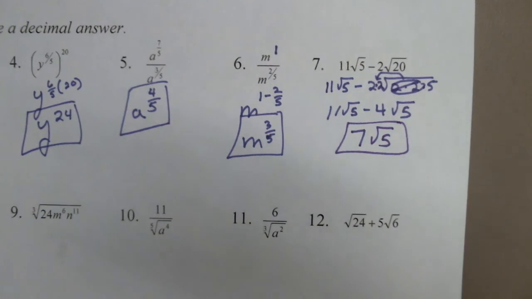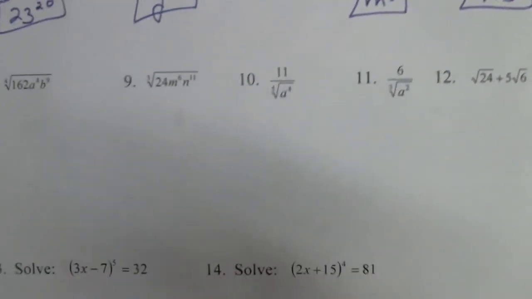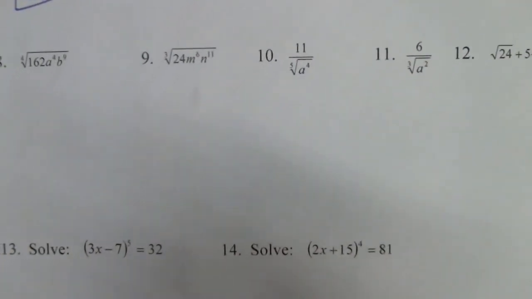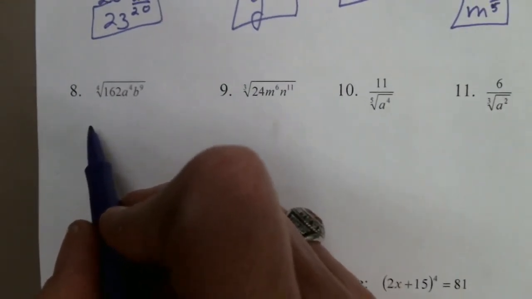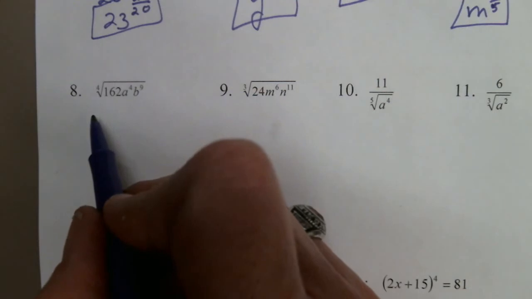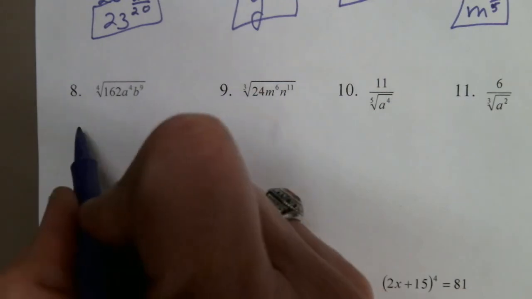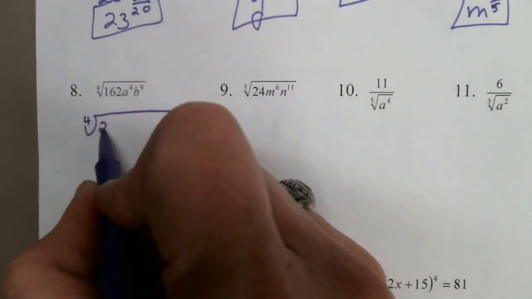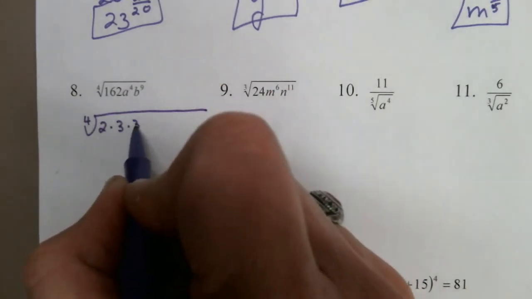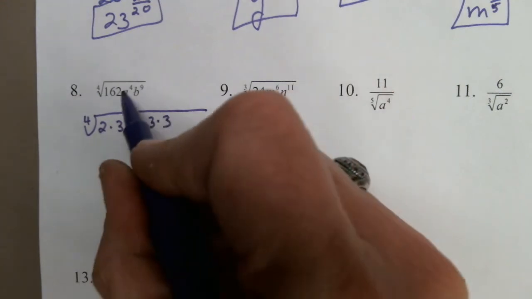Okay, now let's go on to the next list, 8 through 12. Let's see if we can get these done. Okay, number 8. The fourth root of 162 a to the 4th b to the 9th. So we'll do the prime factors of 162. It's 2 times 81, which is 3 times 3 times 3 times 3.